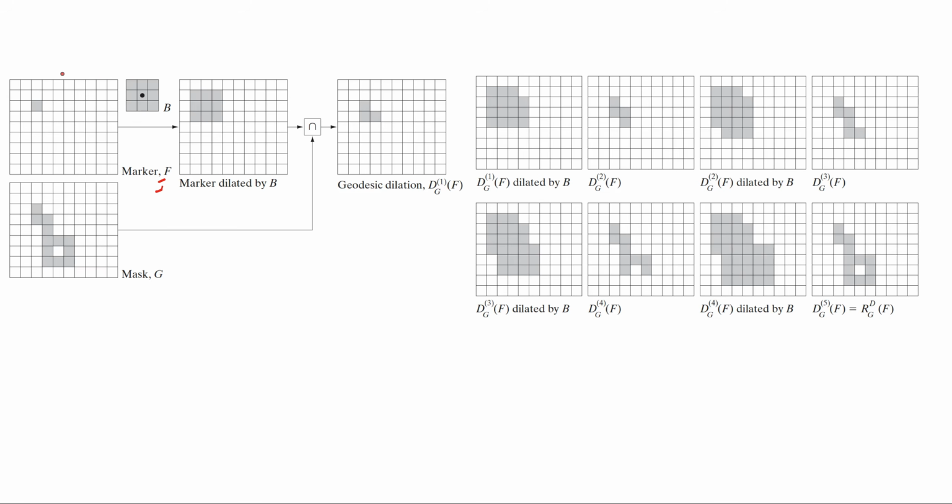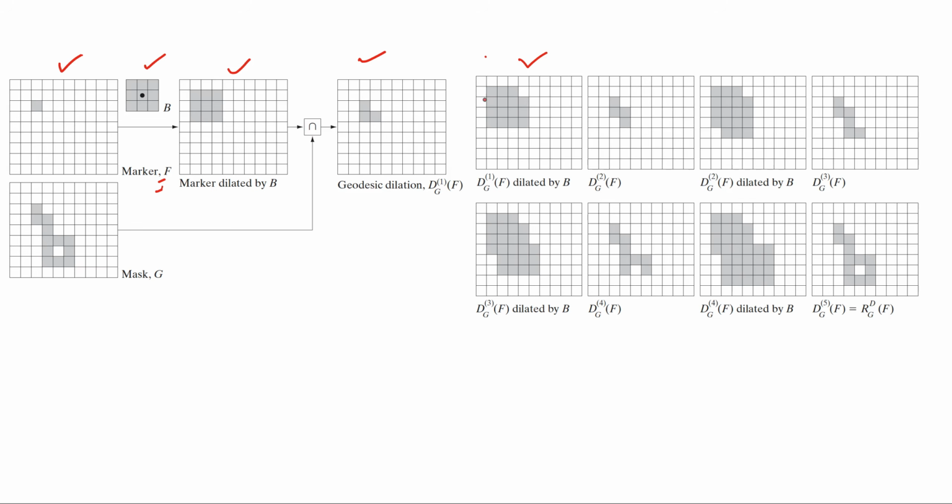First you take this marker, then you dilate it using this structuring element, so you will get this result. Then you perform the intersection of this result and the mask, so you will get this result. Then upon this image you again perform the dilation operation with this structuring element, so the result will be like this, and you perform the intersection of this image and the mask.